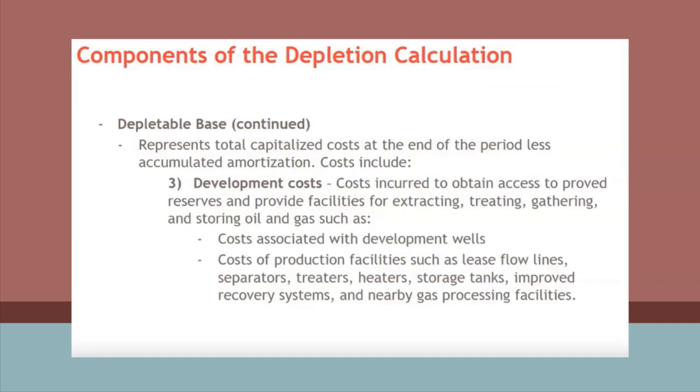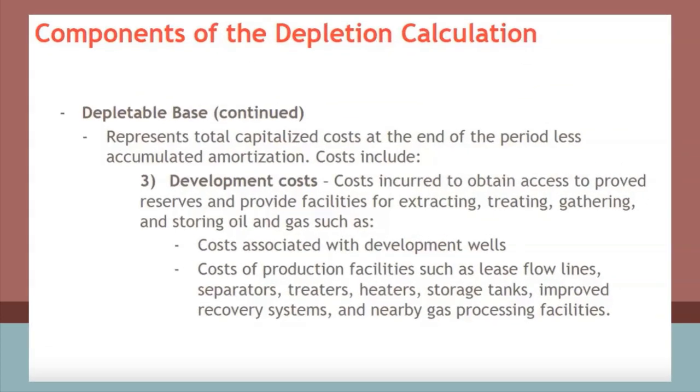Continuing with that, still talking about the depletable base. This also represents the total capitalized cost at the end of the period less accumulated amortization, and the costs include development costs. These are costs incurred to obtain access to proved reserves and provide facilities for extracting, treating, gathering, and storing the oil. Basically, these are your actual development costs. This is going back to the previous slide. We talked about tangible and intangible drilling costs. This is to complete the well to where you can actually extract oil. So those kinds of costs.